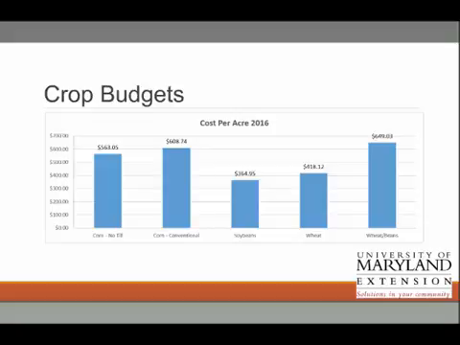We've got corn no-till, corn conventional. We have it irrigated. We have it with poultry litter. We have soybeans, wheat, and wheat beans. So that is the cost per acre. And then you can always do calculations on per bushel. These are also downloadable by Excel.